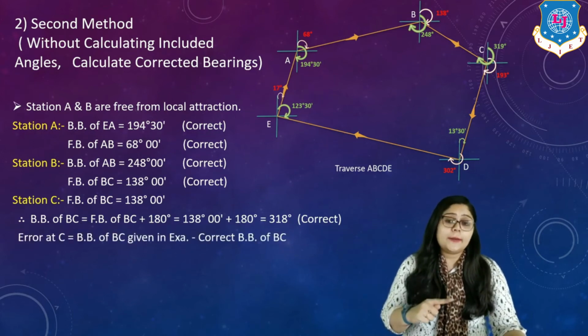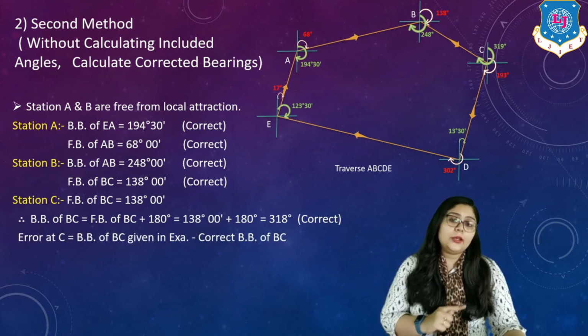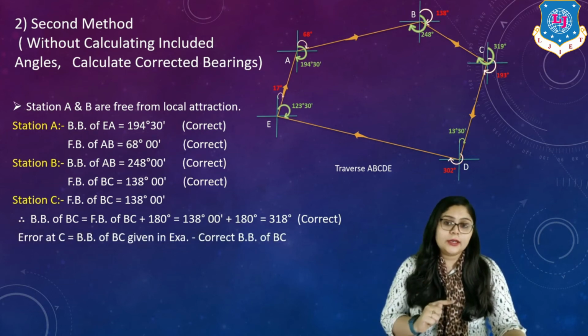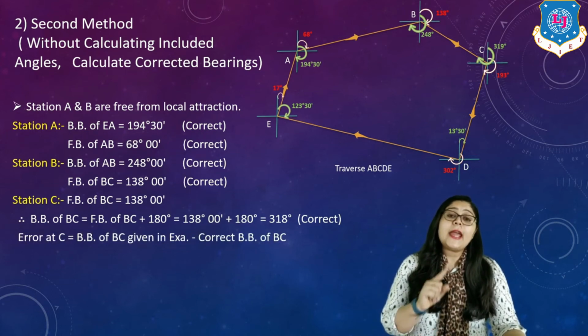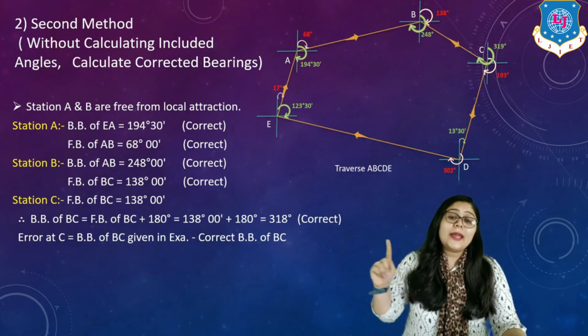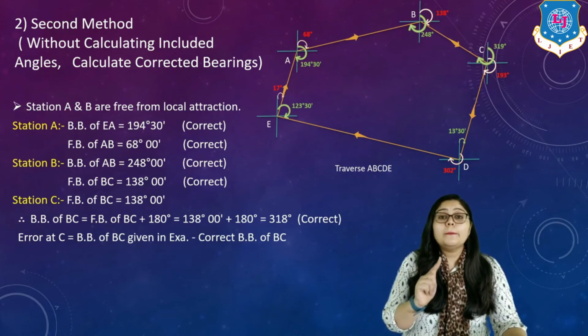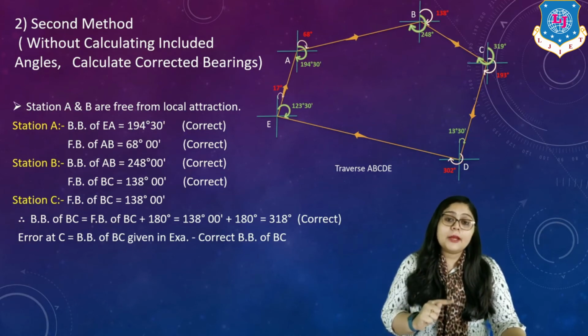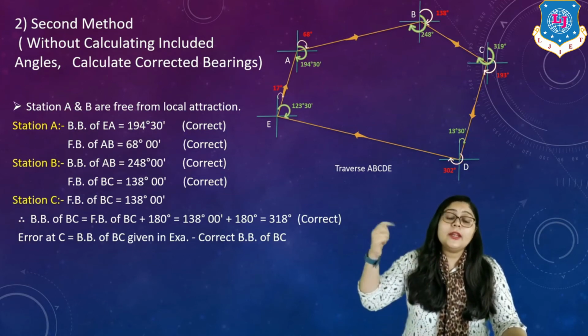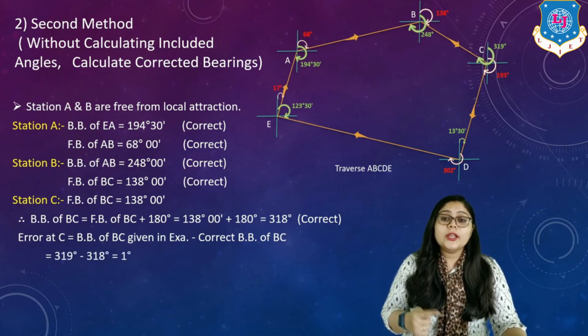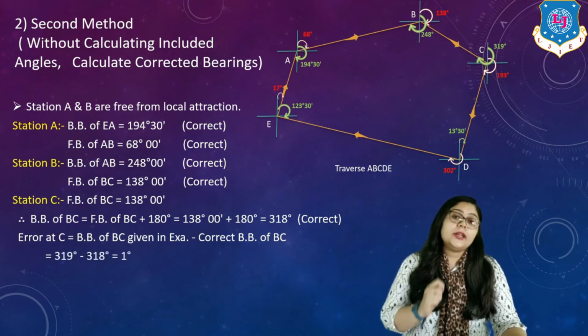But in the given data, we have some different value. It is not 318 degrees. So we can identify the error at C. I can calculate the error at C as equal to the back bearing of line BC given in the example minus the correct back bearing that we have calculated. So here I get the error as 1 degree.